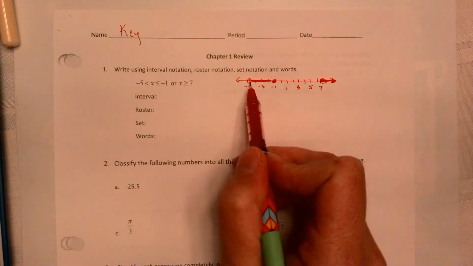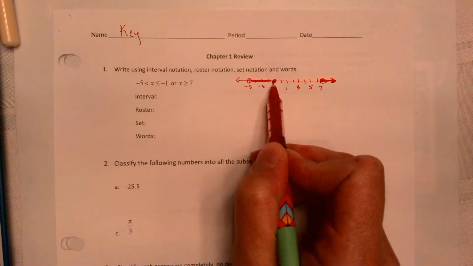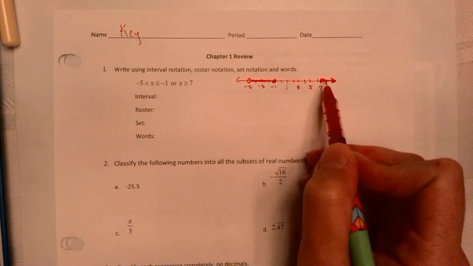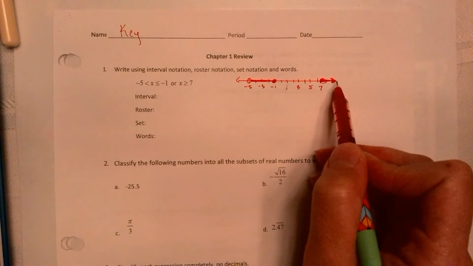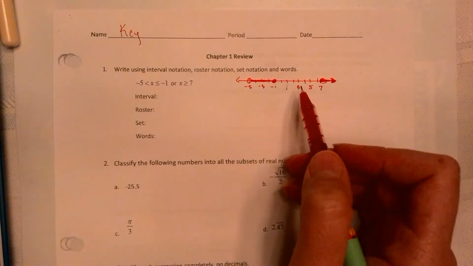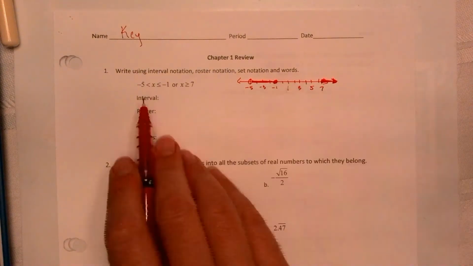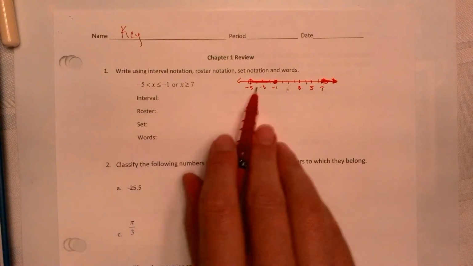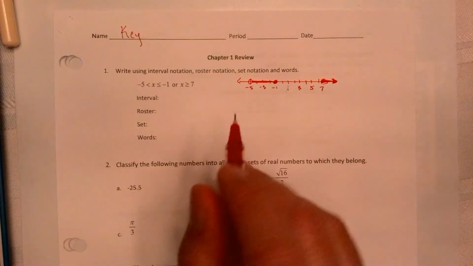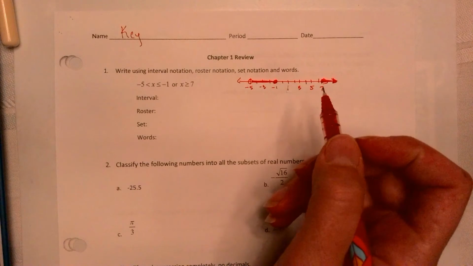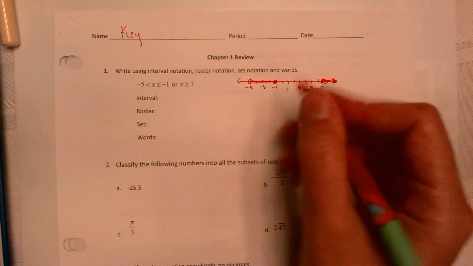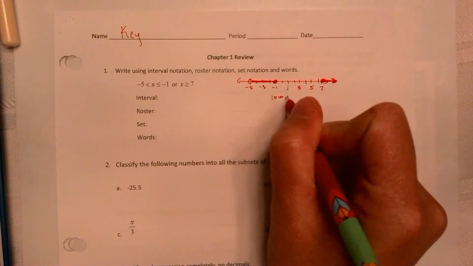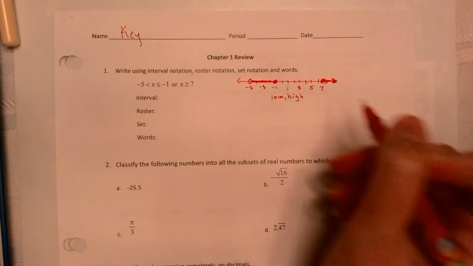So anything in this interval up to and including -1, and then it jumps and it's 7 or anything greater than 7. So that's what it looks like. So in interval notation, we get rid of all of the inequality symbols. We don't use the idea of open circles. We jump into parentheses and brackets. And interval notation always goes from low to high. All right, always low to high.